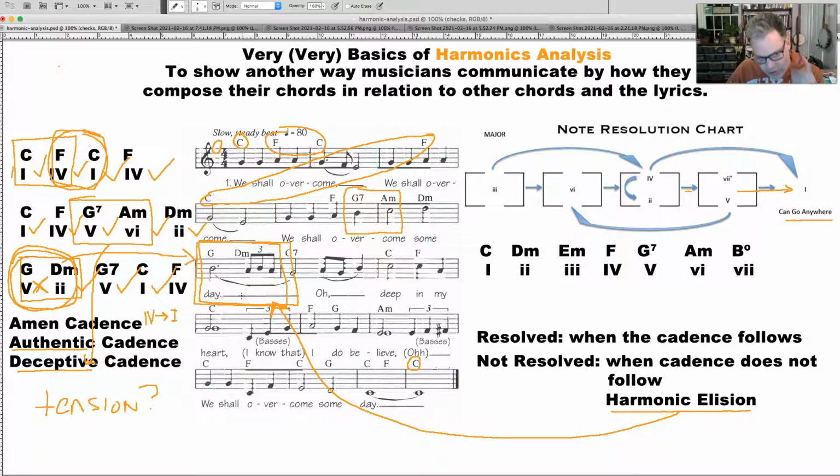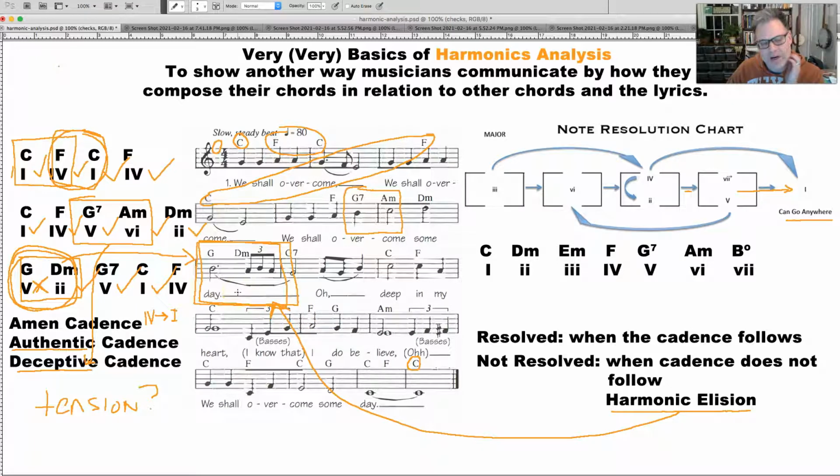And what I'd like you to think about for class is, why is Pete Seeger adding a harmonic elision at this moment in the song? We haven't looked at the rest of the song. It doesn't look like there's any more harmonic elision in the rest of the song. You can see the C F C F coming all the way through. But why do we have it at this moment?